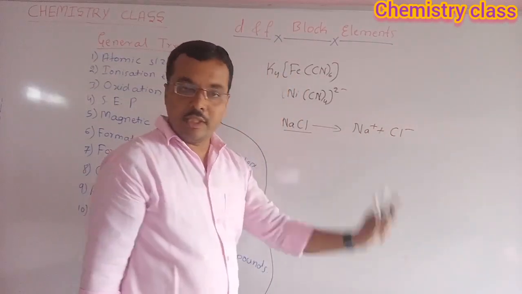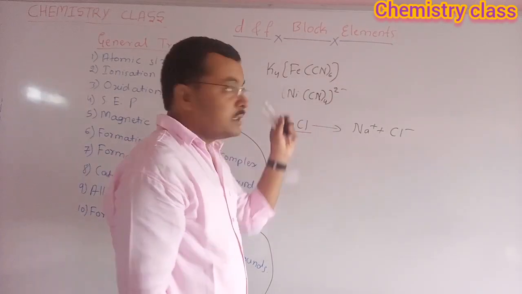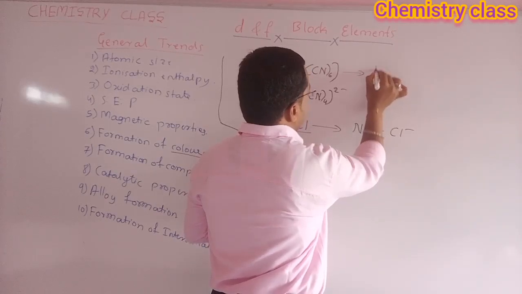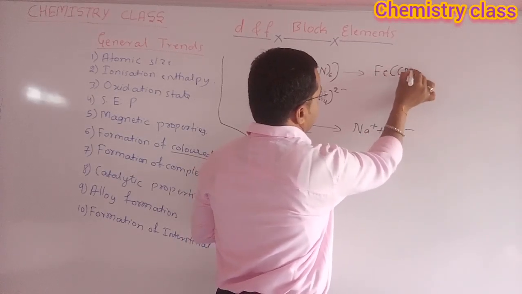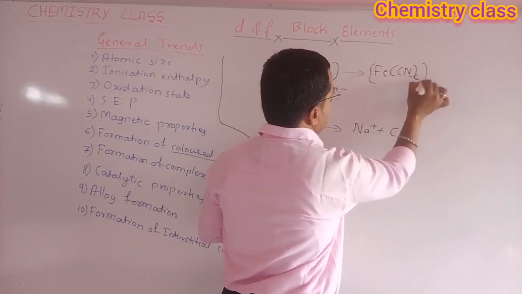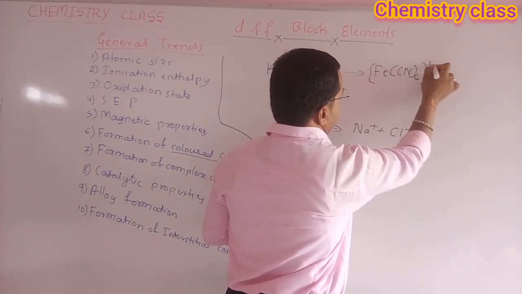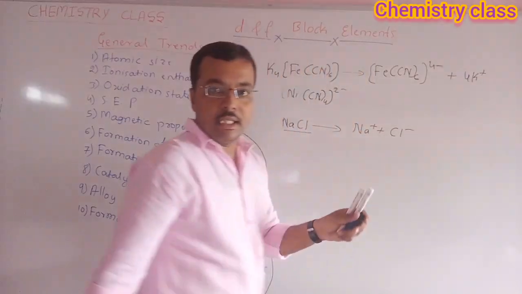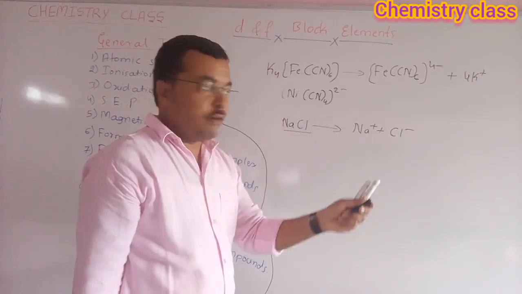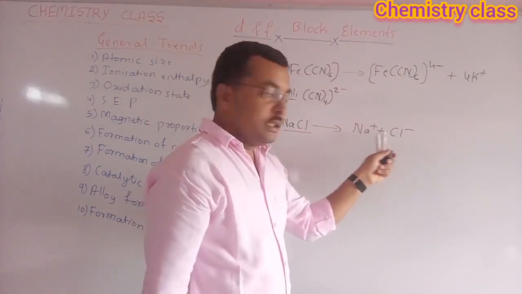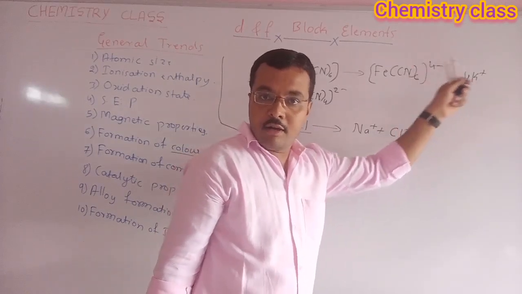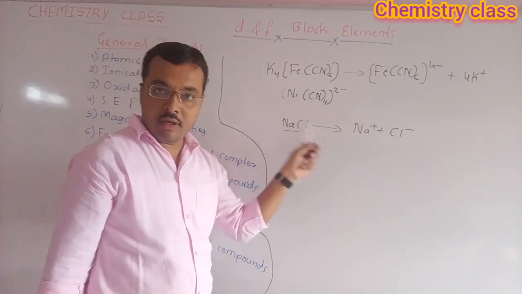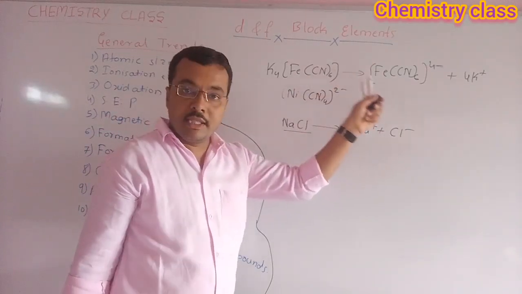This is a simple salt, but this is a complex salt. Whenever it undergoes ionization, it will form [Fe(CN)6]4- plus 4 K+. Like this, it can be converted into different ions. This is a complex ion, and these are the simple ions. Hence, these are called complex compounds, and these are simple compounds. This is a simple salt. This is a complex salt.